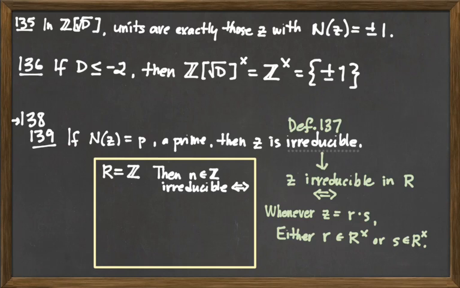Well, what are the units in the integers? Right. The only integers that you can divide by in the ring of integers are plus and minus 1. So this definition for the integers would be saying that the only way we can factor an irreducible integer is to factor it such that one or the other of the factors is either 1 or negative 1. So what kinds of numbers are we talking about if we're talking about irreducible integers?